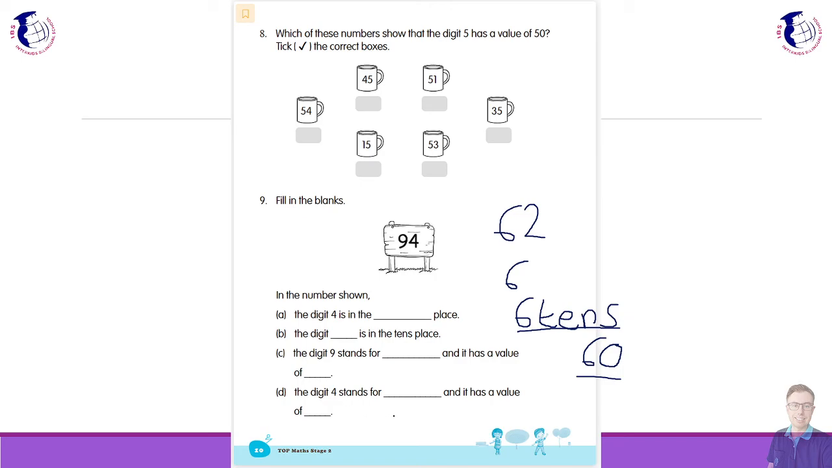Similar for the last one. The digit 4 stands for, so look at what place value it's in and say how many of that place value there are and what the total value of it is. So be careful, check whether it's 1s or 10s.